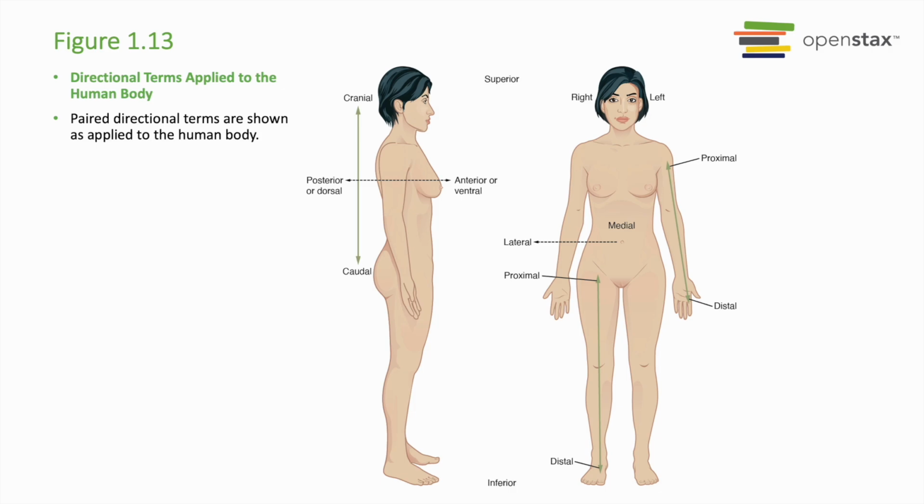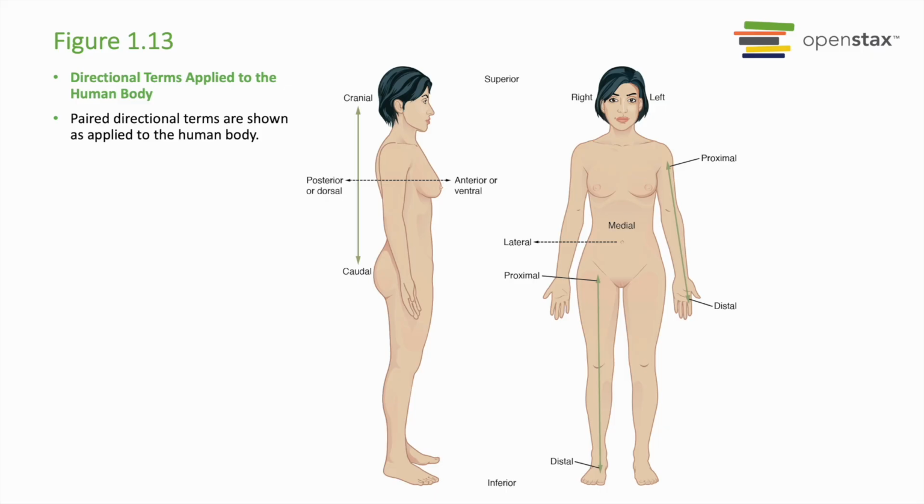The posterior-anterior arrow is running horizontally through the back and chest. The posterior or dorsal arrow is pointing toward the back, while the anterior or ventral arrow is pointing toward the abdomen. On the anterior view, the proximal distal arrow is on the right arm. The proximal arrow is pointing up toward the shoulder, while the distal arrow is pointing down toward the hand.